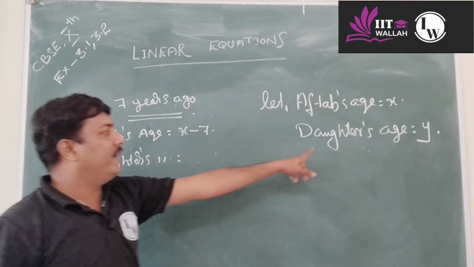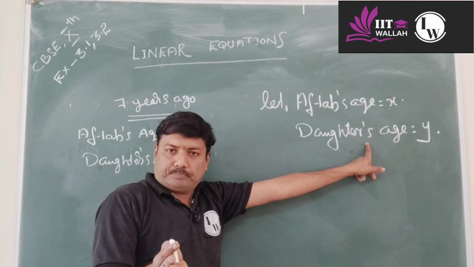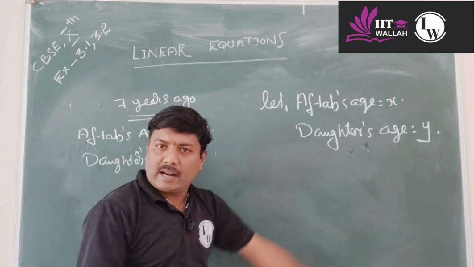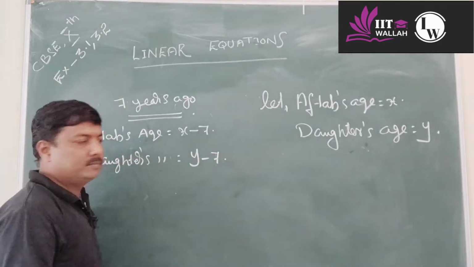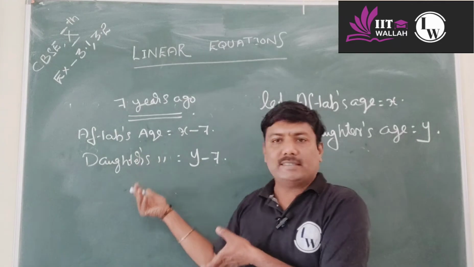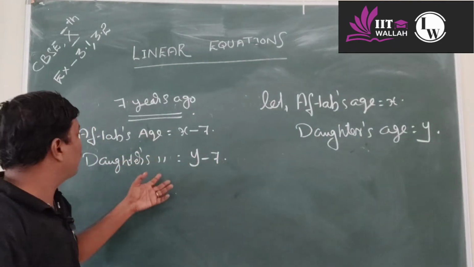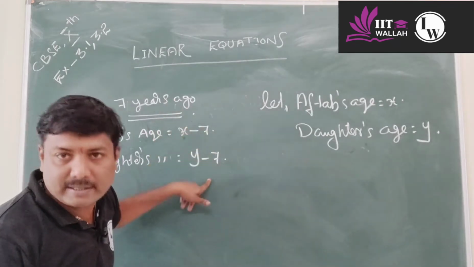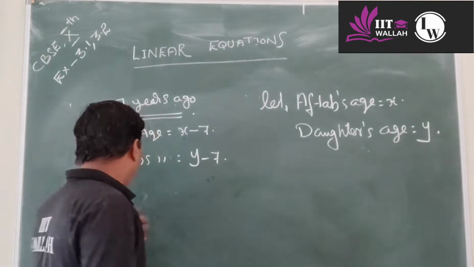Daughter's age now is Y. So 7 years ago, her age would be Y minus 7, right? Y minus 7. Got it? Clearly understood this? How we can write this? You understood? First condition. And 7 years ago, Aftab's age was 7 times of this. This is the first condition given in the question.